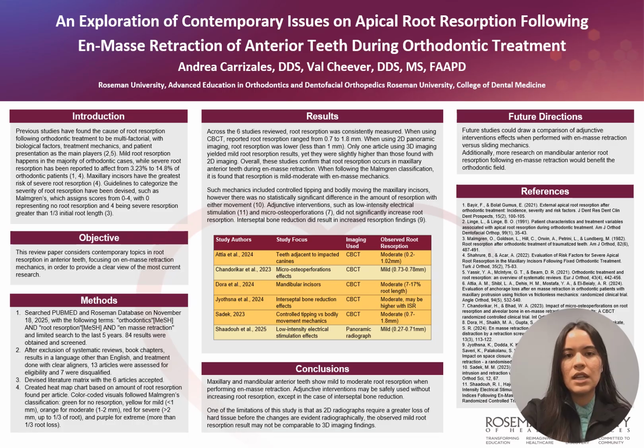For the results, across the 6 studies reviewed, root resorption was consistently measured. When using CBCT, reported root resorption ranged from 0.7 to 1.8 millimeters. When using 2D panoramic imaging, the root resorption was lower, less than 1 millimeter. Only one article using 3D imaging yielded mild root resorption results, yet they were slightly higher than those found with the 2D imaging. Overall, these studies confirm that root resorption occurs in maxillary anterior teeth during en masse retraction.